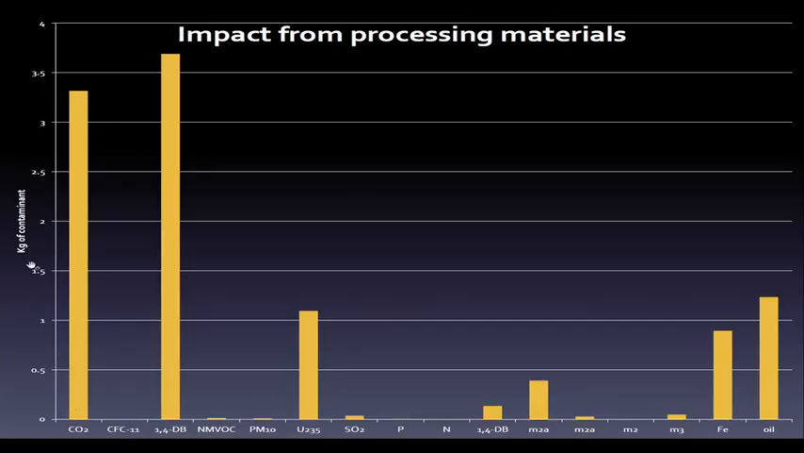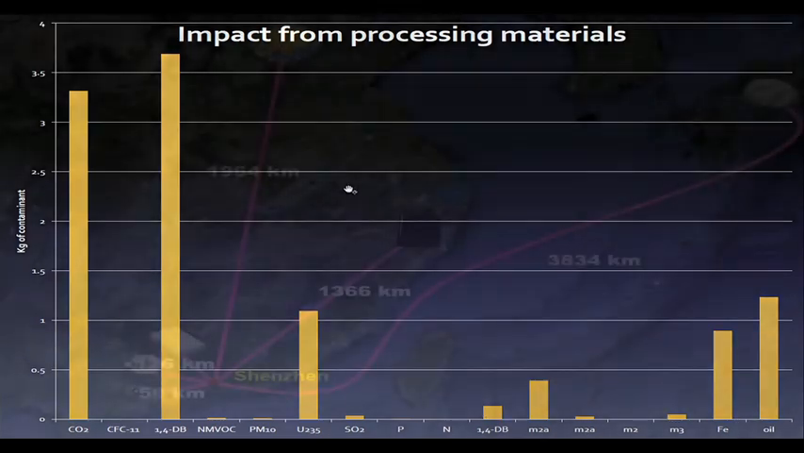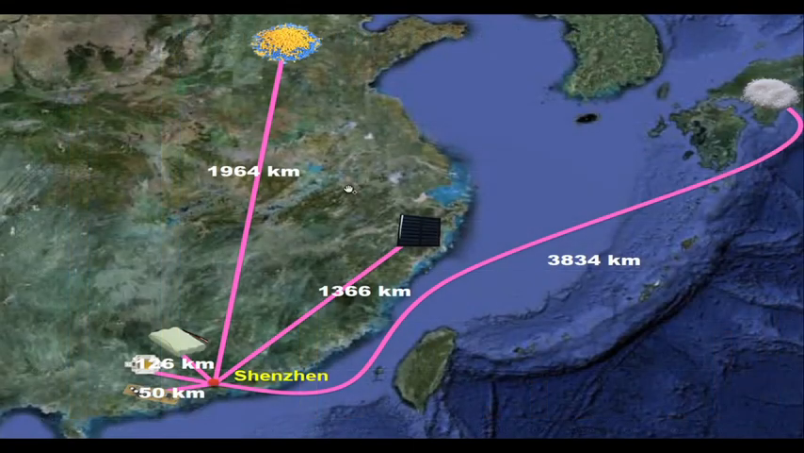Here on the y axis you see kg of contaminants, and on the x axis you see carbon dioxide, CFC, PM10, U235, and all those different emissions. So that's the impact from the material processing. Then you have the impact from the transportation, and this shows the transportation cost.